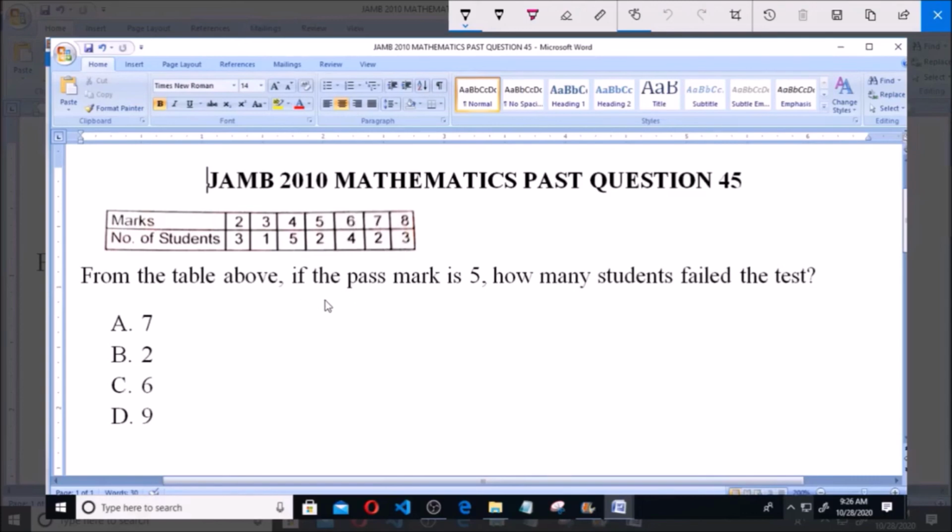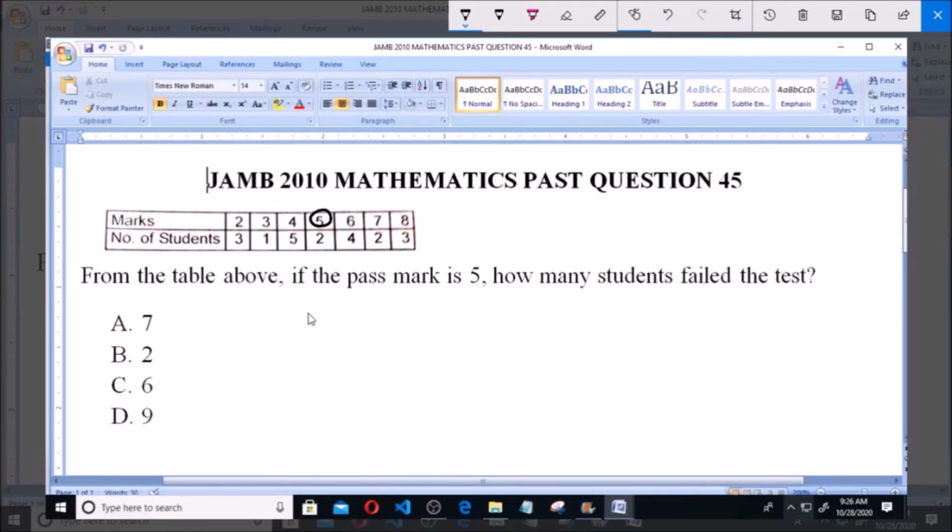Now the question says, if the pass mark is 5, that is, if 5 here is the pass mark, how many students failed? Now to get the number of students that failed, we have to look at the students that got 4 and below. That is, those that got below 5. So those that failed the test are those that got below 5.